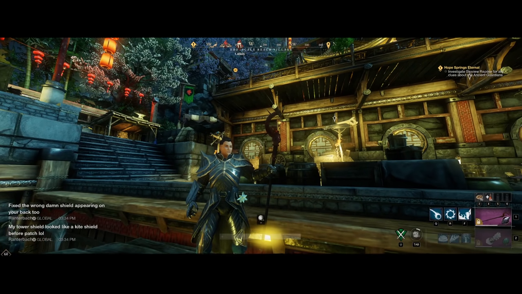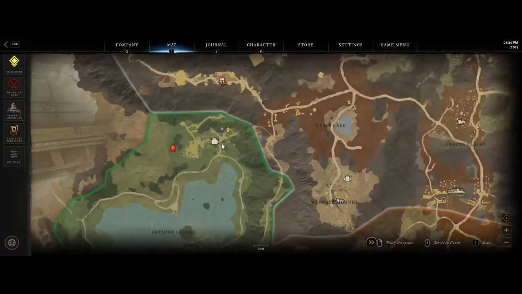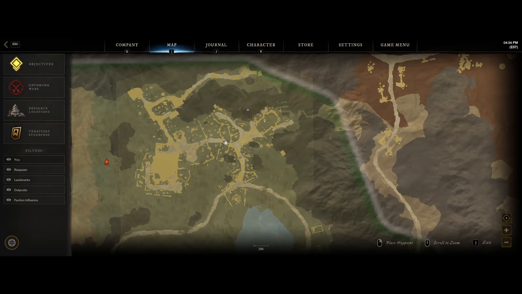So meanwhile, let's talk about this farming spot. The spot in question today is going to be in Ebon Scale Reach. I will play the clip of me soloing the spot while going over why this is a good spot.